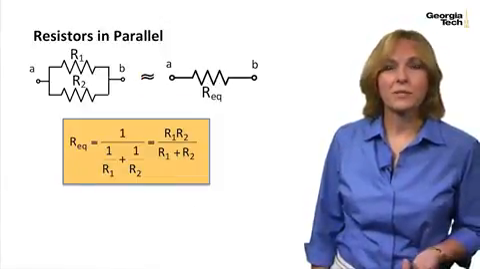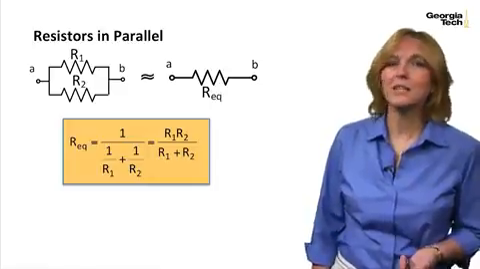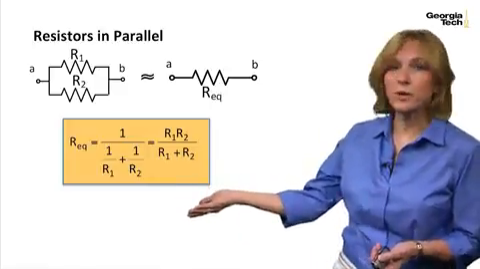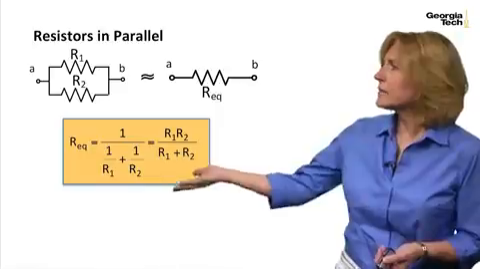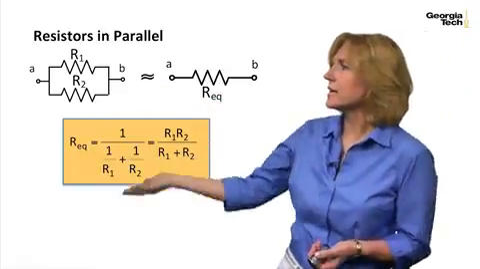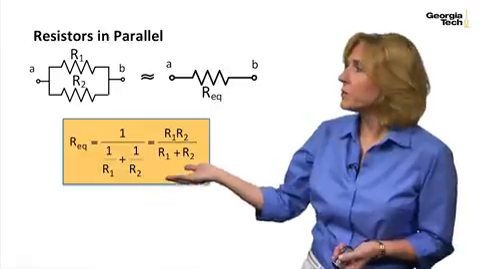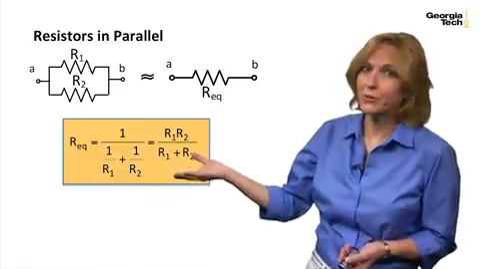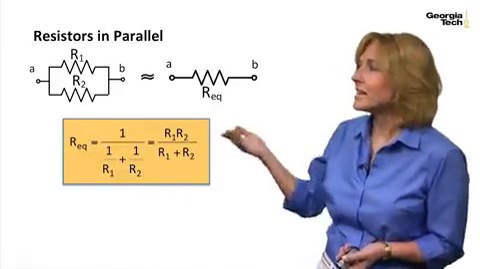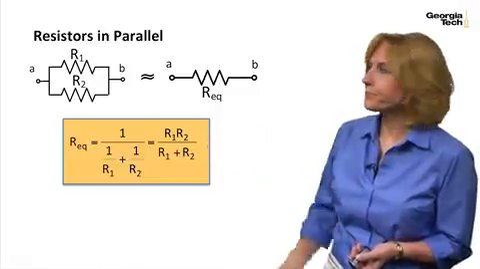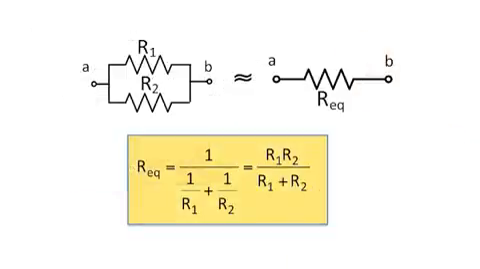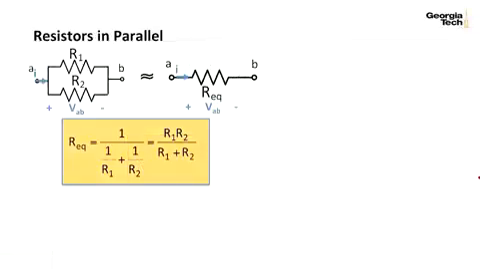Now let's look at resistors in parallel. This one is a little bit more complicated. The formula is more complicated. For 2 resistors like this, I end up with 1 over the sum of their inverses. And with 2 resistors, it actually simplifies to an easier form to remember. That is the product over the sum. Let's start with the current voltage relationships in both cases. Remember, they have to be equal.